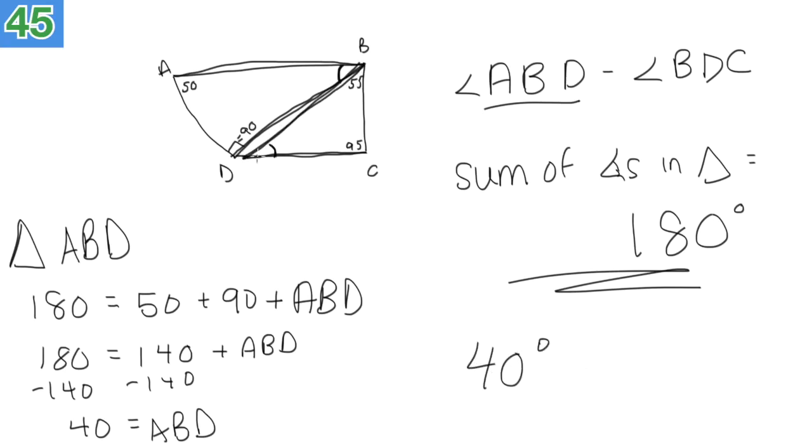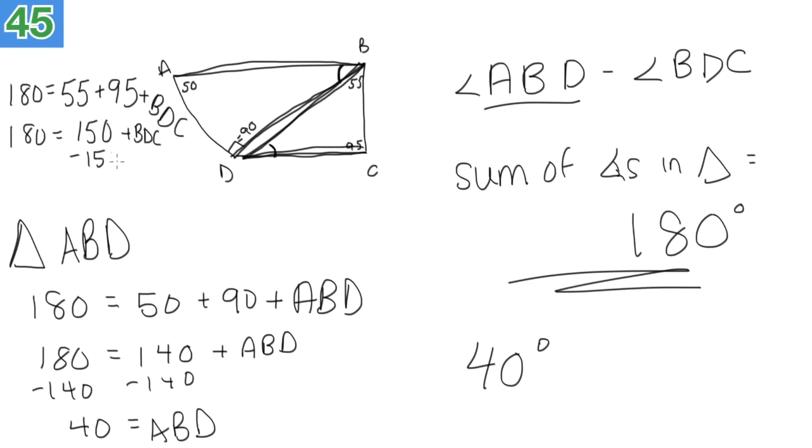Now, to find BDC, we're going to do the same thing. The sum of all three angles must be 180. So, write it up here. 180 equals 55 plus 95 plus, I'm running out of room, BDC. So, let's get BDC alone. 55 plus 95 equals 150. And then to get BDC alone, we're going to subtract 150. And we are left with 30 equals BDC.